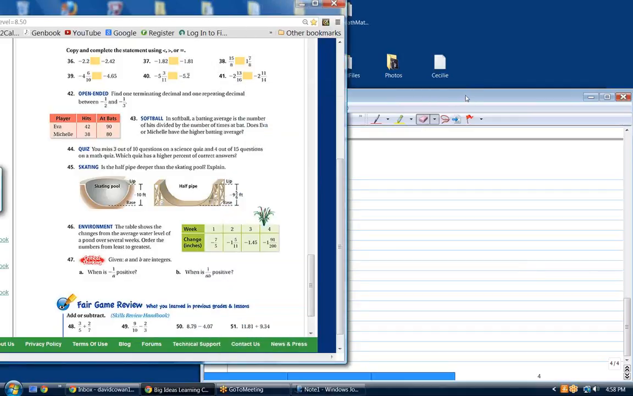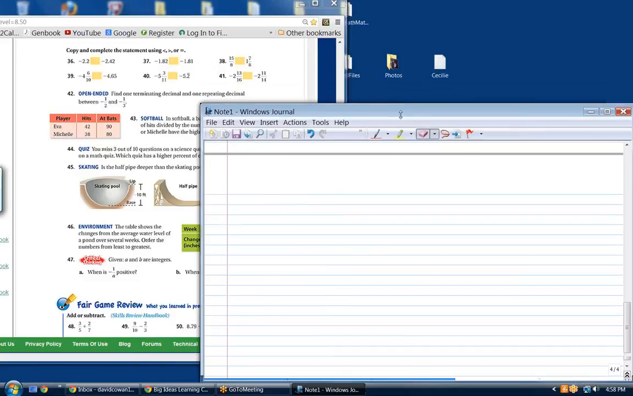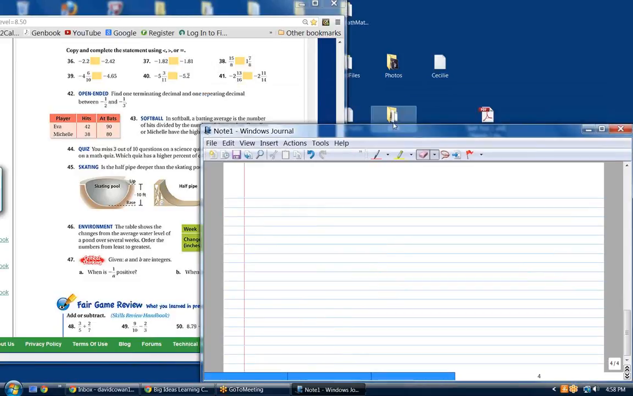42. Find one terminating decimal and one repeating decimal between negative a half and negative a third. Okay. Well, I know that negative 1/2 equals, let me make room for this. Negative 1/2 is equivalent to negative 0.5.